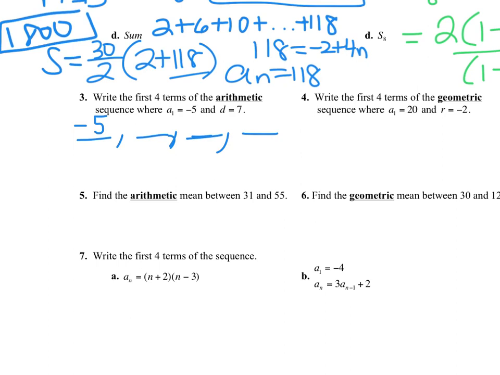Perfect. Add 7. We're going to add 7 each time to get the rest of them. You don't need to make an explicit formula. You just need to add 7. So then we get what? 2, 9, 16.